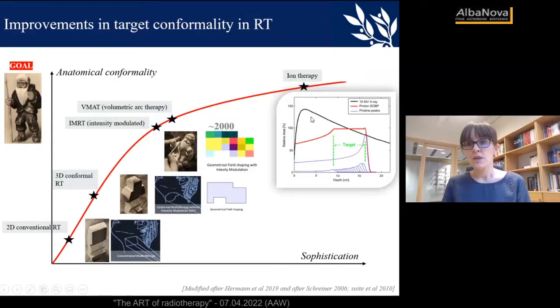There is lower energy at shallower depths with respect to the target, and there is, with protons, no energy that is released after the distal edge of the target. And this would, of course, then bring us to have increased target conformity and especially better sparing of the organs at risk, so organs that are particularly sensitive to radiation that might be in the surrounding of the target.